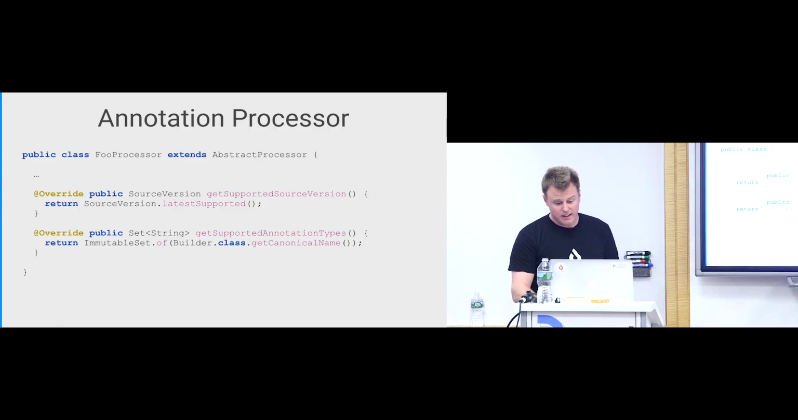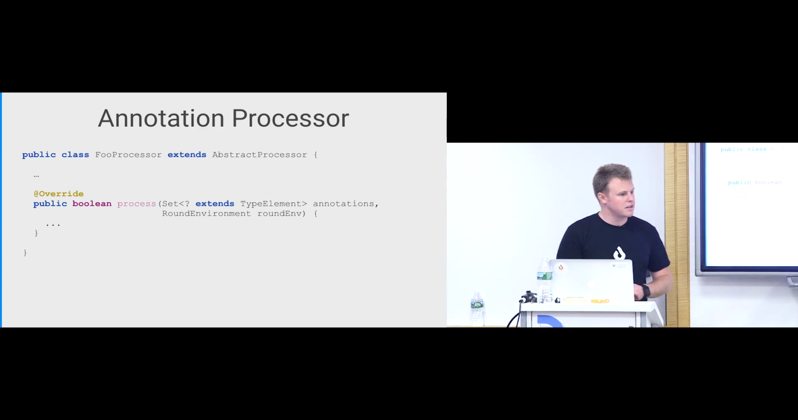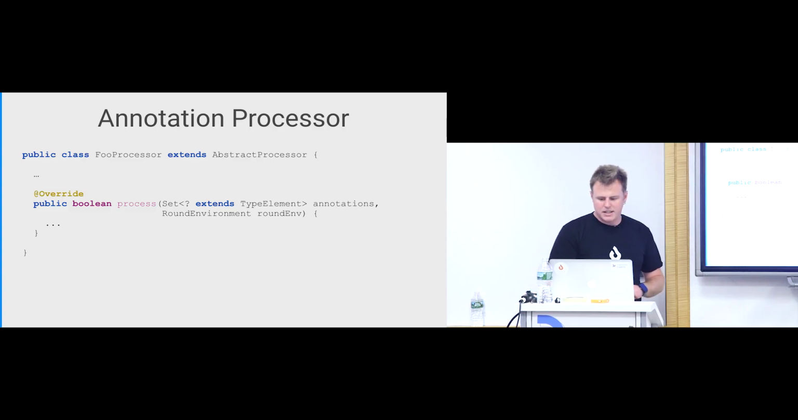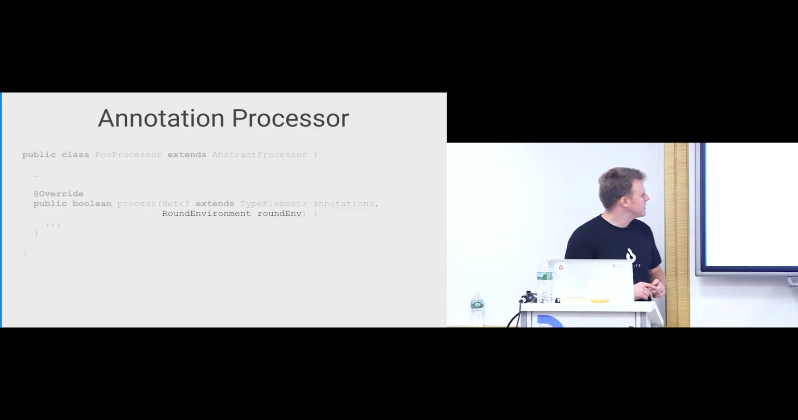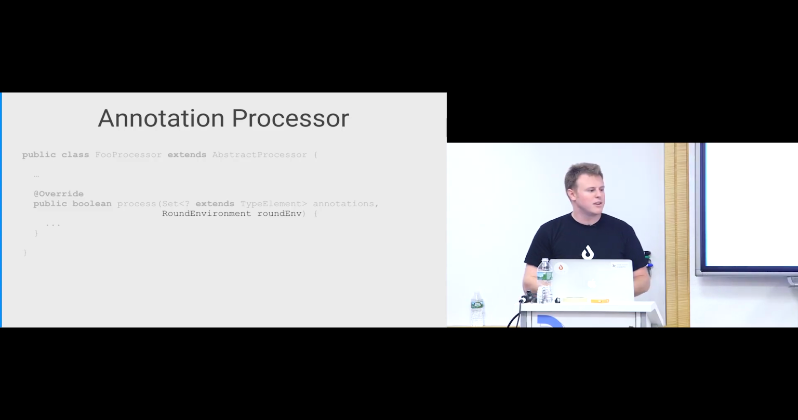All right, and then we get to the important part, which is the process method. In this case, we're going to get a set of all of the annotated types that the processing tool found. And then we have this round environment. Well, what is that? Let's take a look at the round environment. In order to do that, we need a bit of an understanding of how the annotation processing tool works.